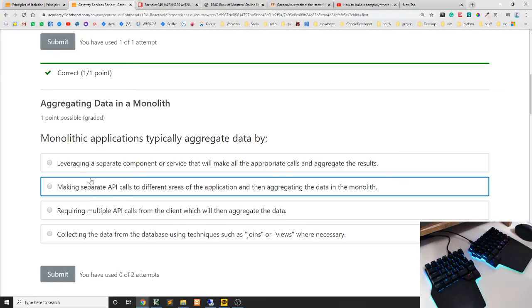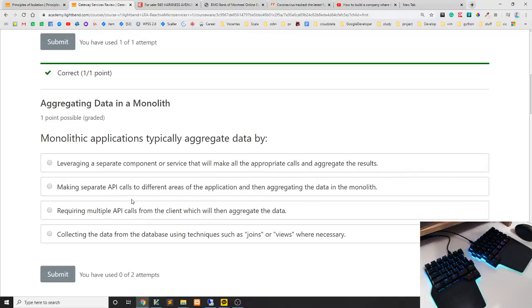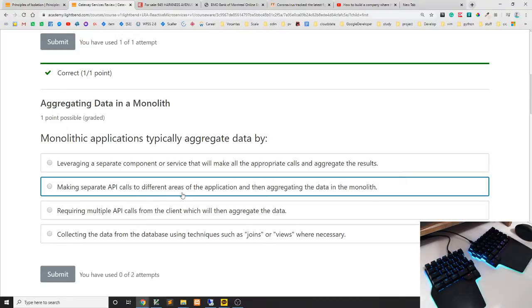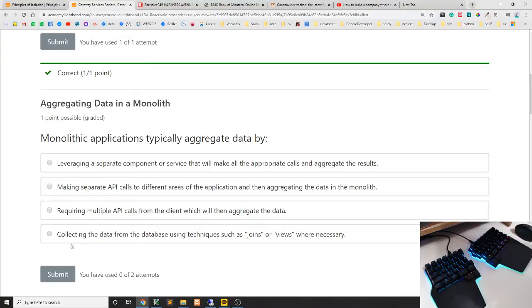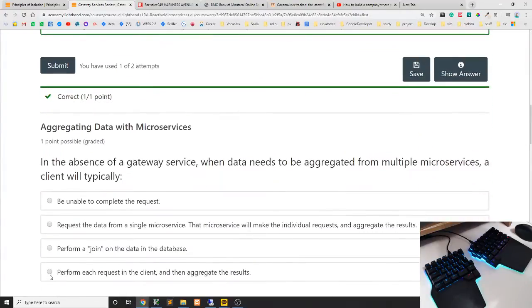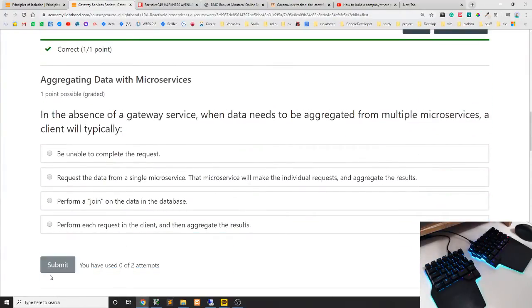So this part, the ask, making separate API calls to different areas, no, it is all in the one area, requiring multiple API calls from the client, which will then aggregate the data, collecting the data from the database using techniques such as join or views where necessary. That was the easy question.